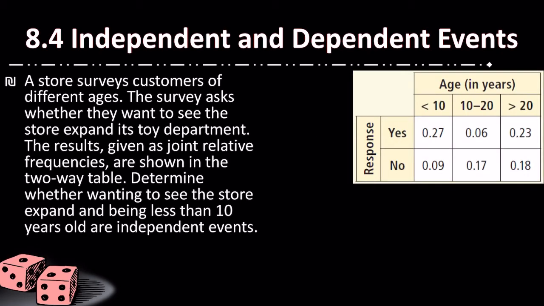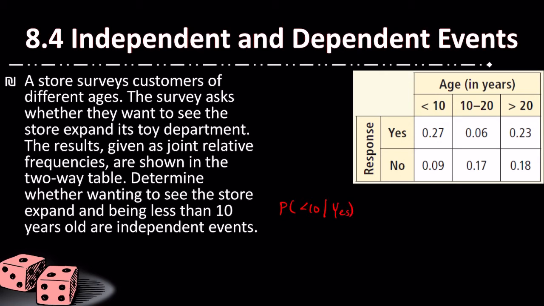You can also use two-way tables to figure out independent and dependent events and make decisions. Let's say a store surveys customers with different ages, and the survey asks whether they want to see the store expand its toy department. The results, given as joint relative frequencies, are shown in the two-way table. Determine whether wanting to see the store expand and being less than 10 years old are independent events. Well, we are going to find the probability that we're less than 10, given we have a yes.